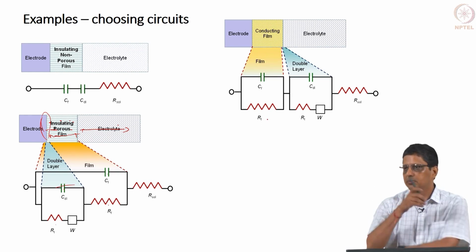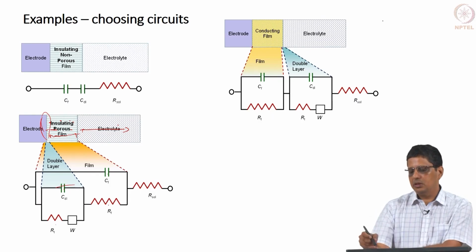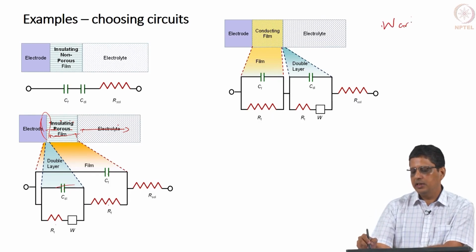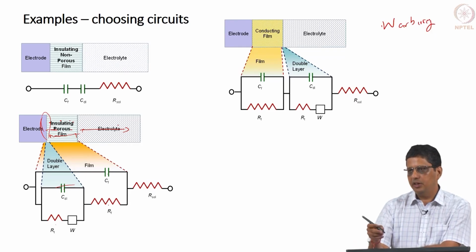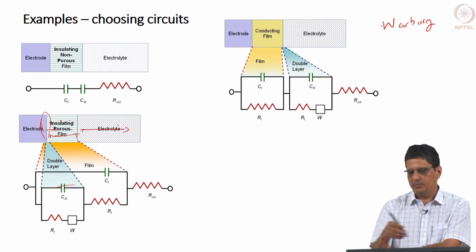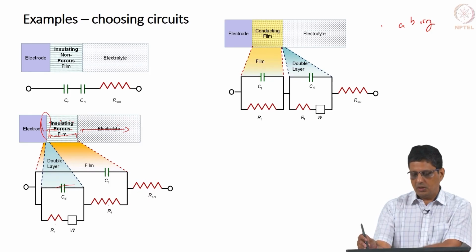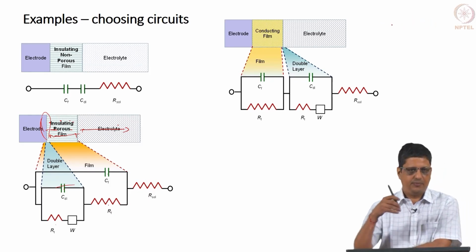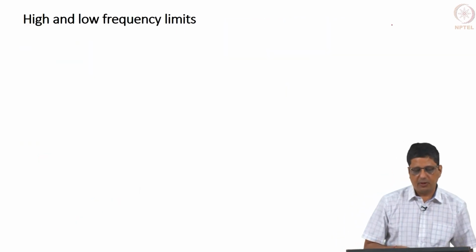What is W? W here represents what is called Warburg. It is the name of a person who first came up with an expression for mass transfer based impedance. So, this is called Warburg impedance. Now, that also we will discuss, but that will happen after we discuss the reactions. So, maybe a few weeks from now.